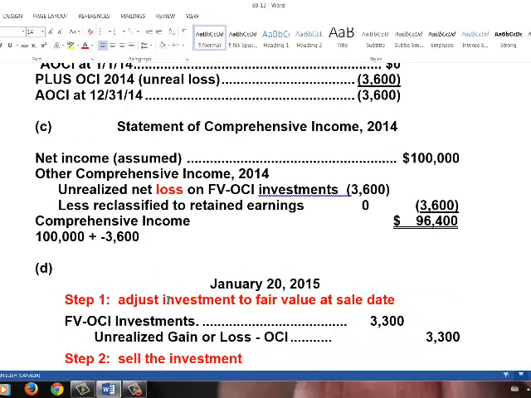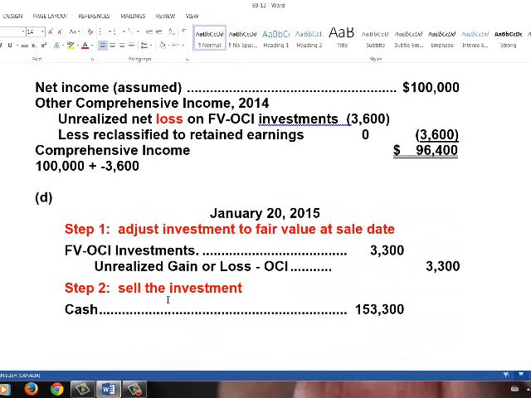Now if we went to Part D, it said, in the next year, 2015, in January, what did we do? We sold a fair value through OCI investment. We sold the shares, and it told us in this question what we sold them for, what did it say here?